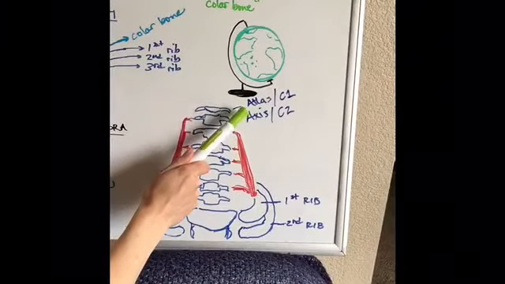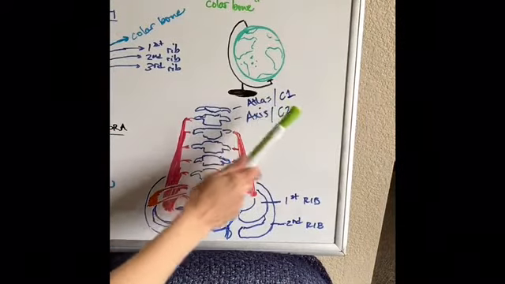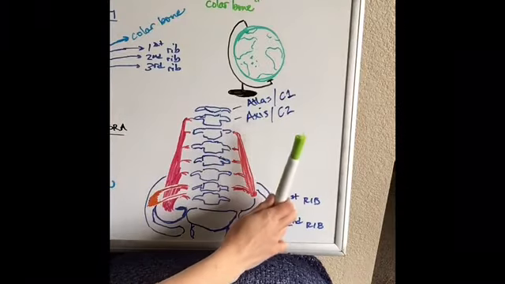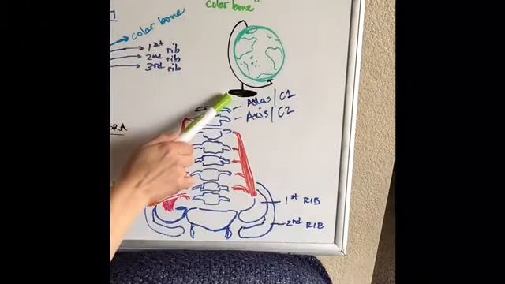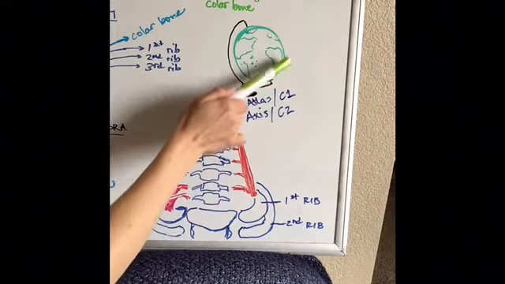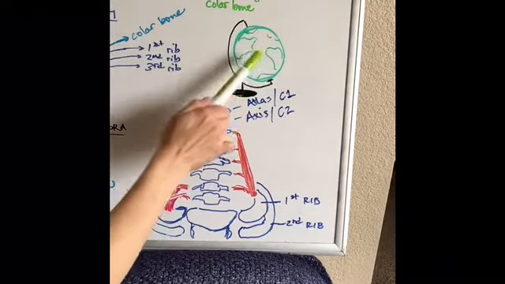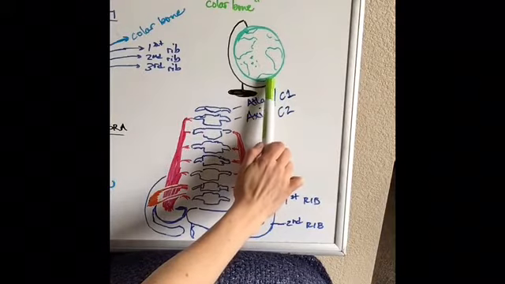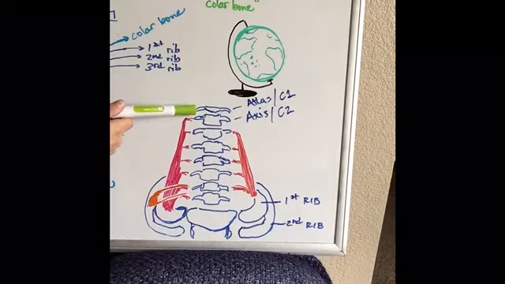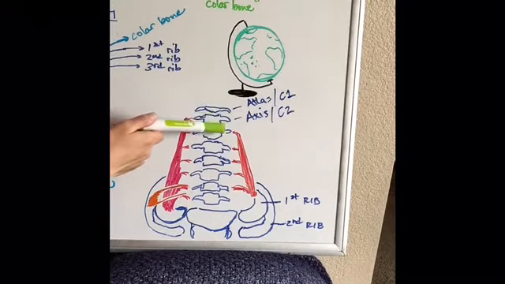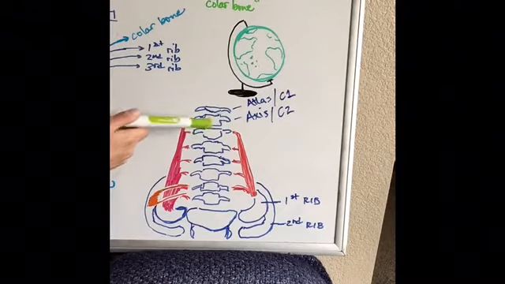Now, kind of a fun way to remember C1 and C2 as the atlas and axis is to remember a globe from grade school. You have the atlas, which is the world part, and you have the axis, which is what the world is turning on. So here is the same with C1, your first vertebra. It's like the world, and it's turning on the axis, which is C2.